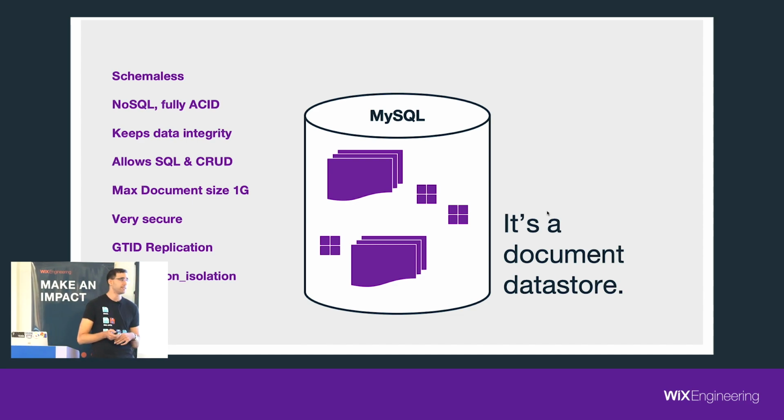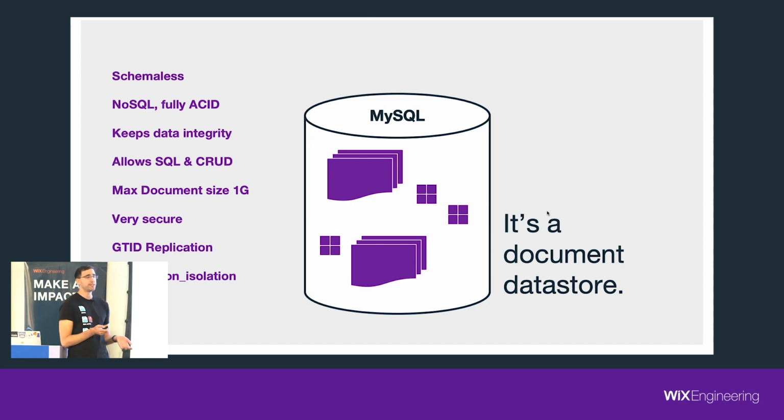Now, because we're using the MySQL database, it keeps all its relational abilities and advantages, so it's fully ACID. Also, it keeps data integrity. It supports transactions and locking. Each document that you create, and I'll explain in a bit exactly what the connection to documents is, could be up to 1 gigabyte. Whenever we work with the X DevAPI, it enables SSL and TLS from the start, so security is not really something that you need to worry about. It also supports GTID replication and transaction isolation.